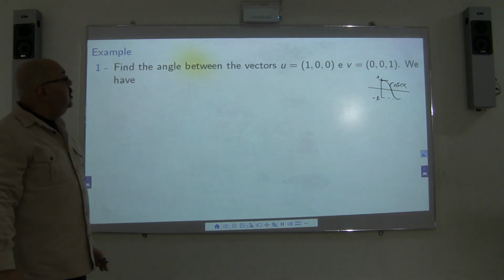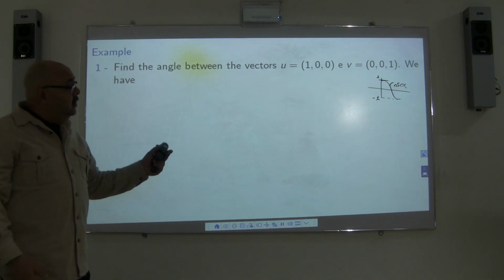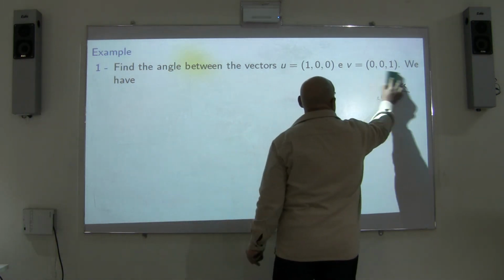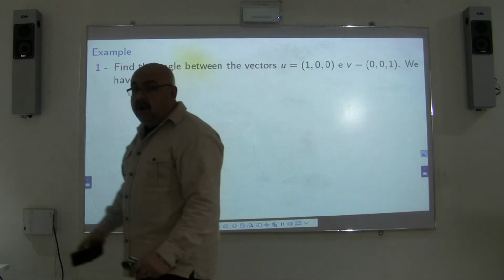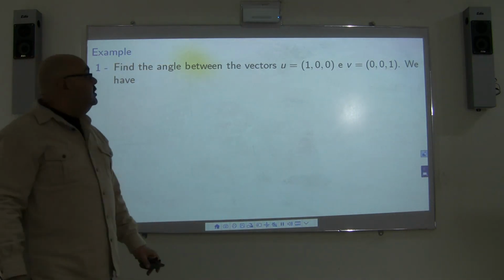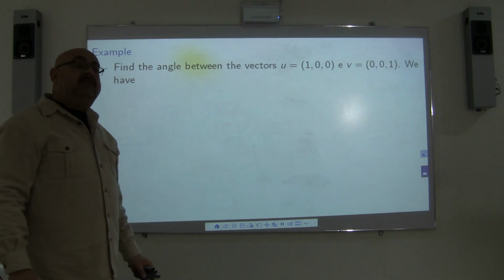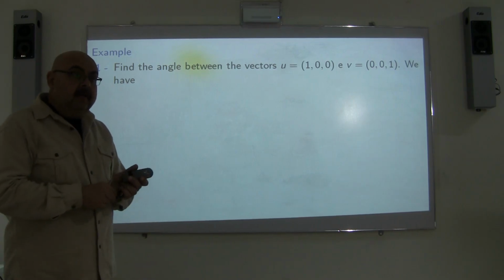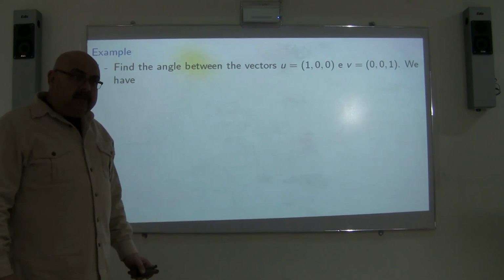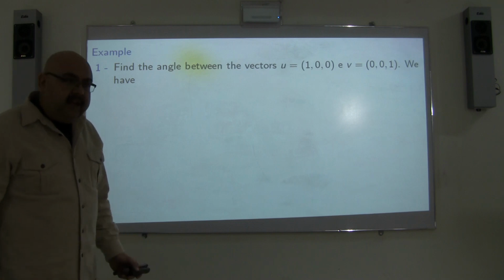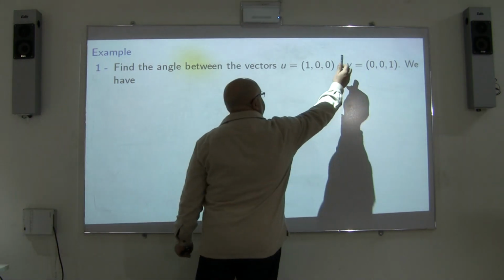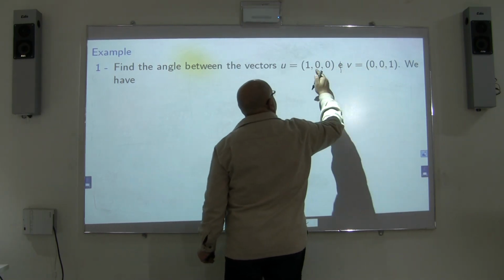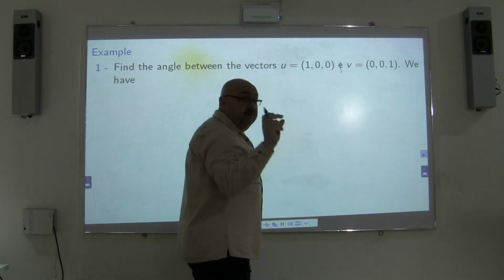Okay, for example, if you have these two vectors, which are canonical vectors in R3, I have (1, 0, 0) and (0, 0, 1). The angle between these two vectors is 90 degrees. Am I right? From where did you know that the angle is 90? Because if you get the inner product between these two vectors, you will have 1 times 0, 0 times 0, 0 times 1, and the sum of them is equal to 0.